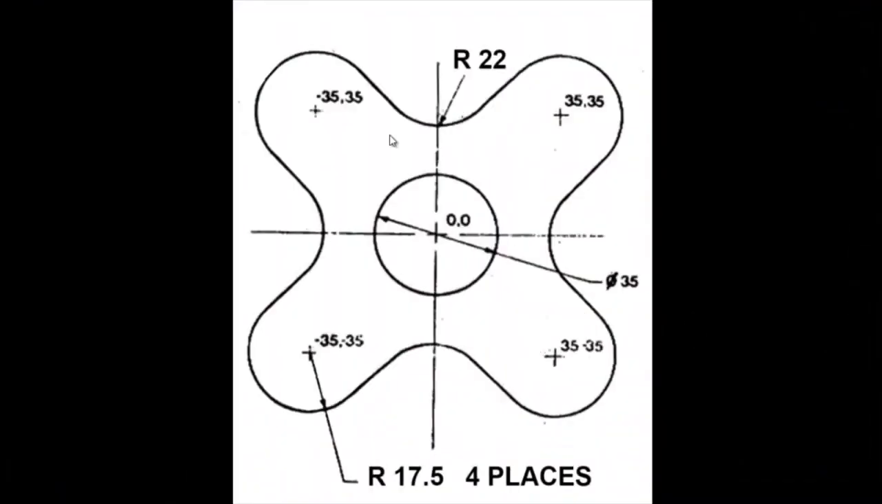Next, let's consider this example. In this figure, there are 5 circles. Each circle at the corner has its center point located in each quadrant. The center point of this circle is at 35, 35, which is in the first quadrant. This circle is in the second, this one in the third, and this circle is in the fourth quadrant.